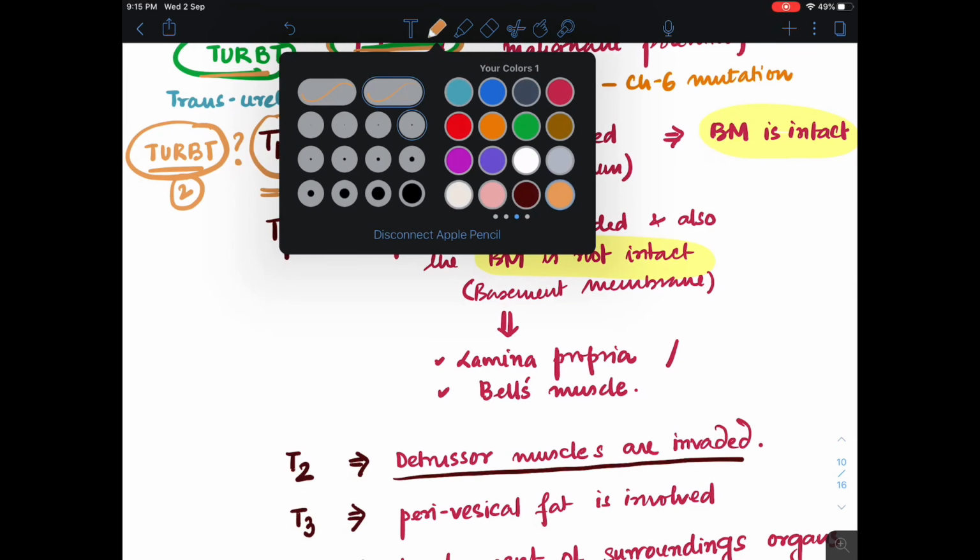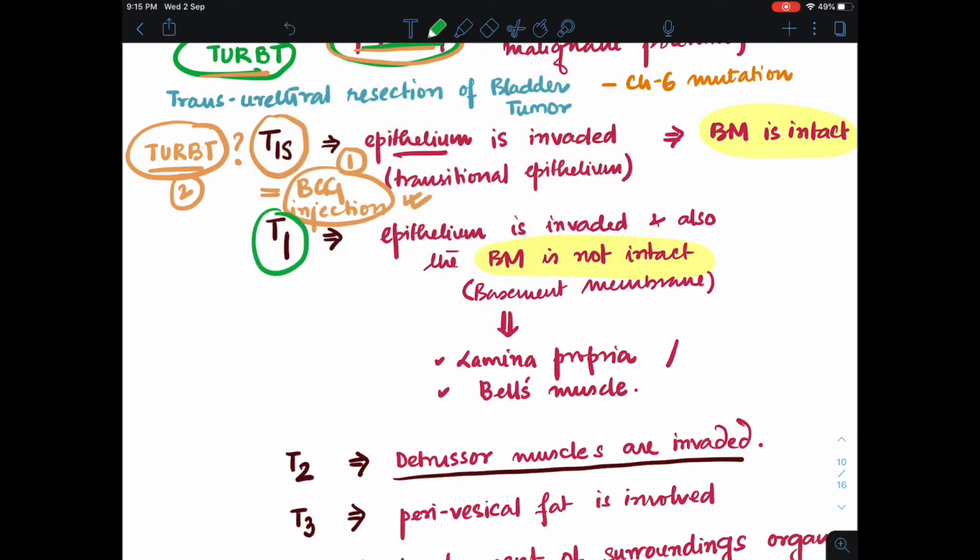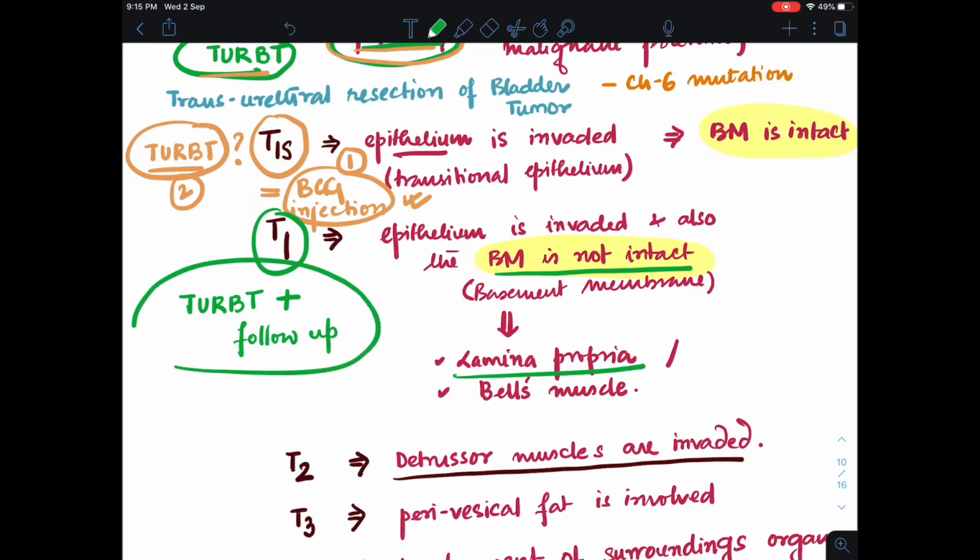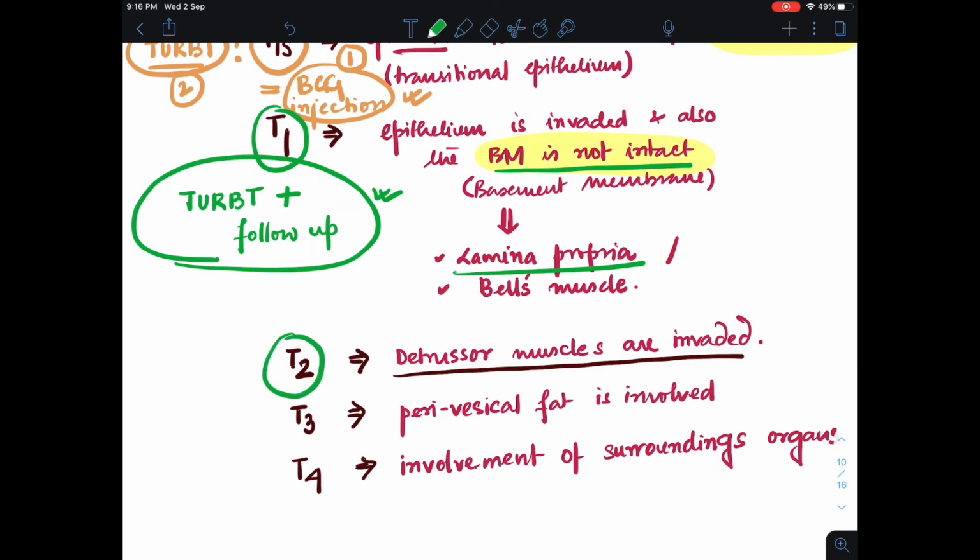Now for T1 staging, as the basement membrane is not intact and it has gone up to the lamina propria, we can still do a TURBT, and we have to do a follow-up to check whether there is any recurrence or not. Now for T2, as the detrusor muscles are invaded, there is nothing remaining in the bladder that we can protect. Nothing remaining in the bladder for protection.